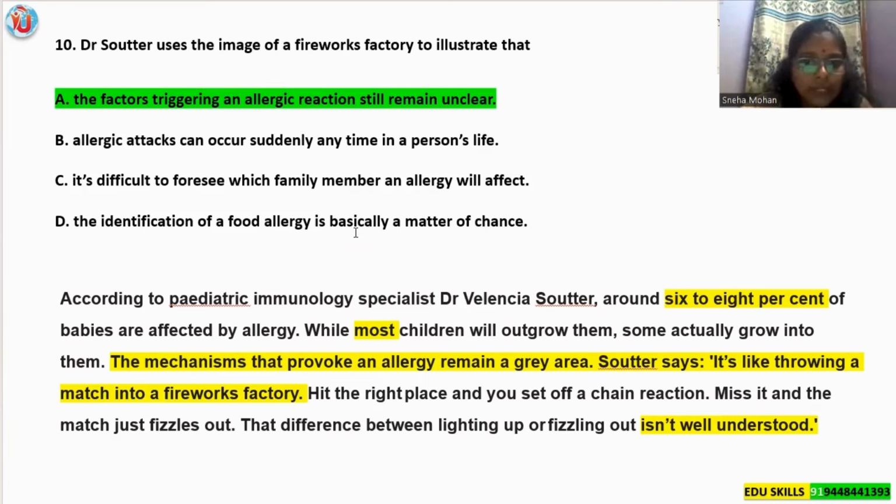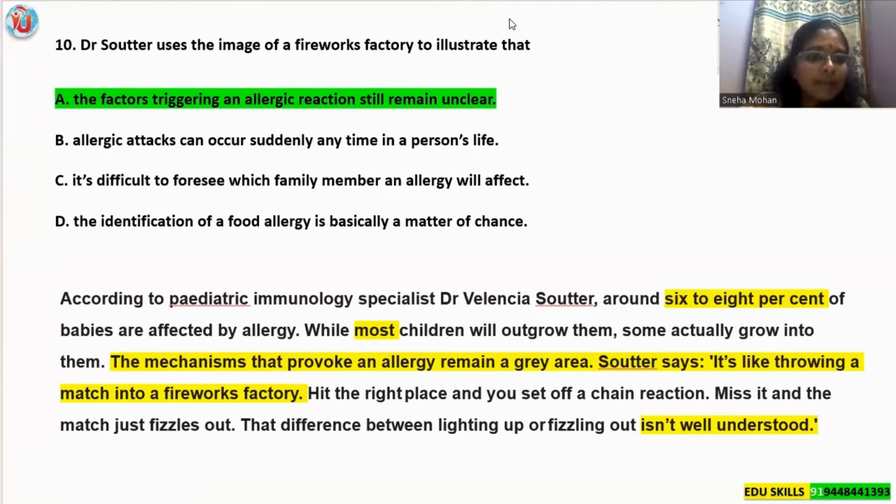Next, I would like to tell about the other answer options which are incorrect. Answer option B. Allergic attacks can occur suddenly at any time in a person's life. It is not mentioned in the text. It is only mentioned that 6 to 8% of the babies are affected by allergy. So this is not mentioned. So we are eliminating answer option B.